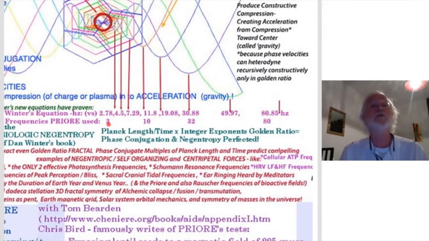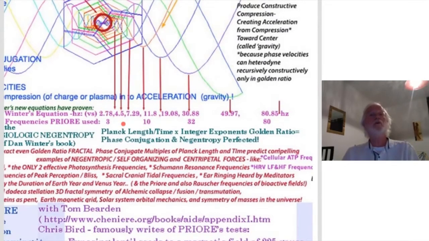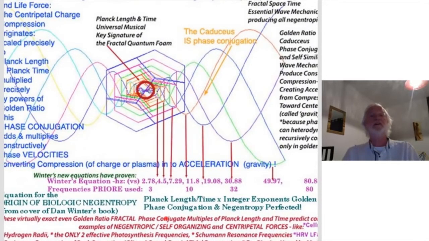These are the frequencies Priore so famously used with the Priore device to heal thousands of cancers. He used the frequencies 3, 10, 32, and 80. Presumably, he got them in part from the trial and error of Rife, Lakhovsky, and Tesla. And then later, I looked at my equation and said, oh, look at that, 2.78, 11, 30.88, and 80.85. These are the frequencies that almost precisely fit my equation for this phase conjugate negentropic collapse.